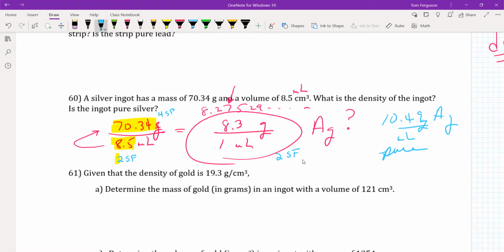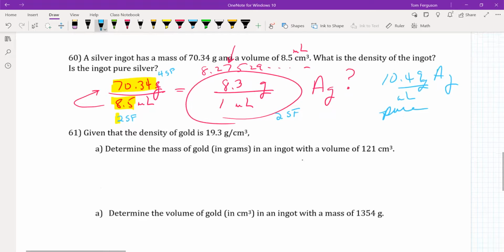And this is very similar if we had gold. Same thing. And the density of gold is 19.3. Notice that gold is a lot heavier than silver because the density is greater than the density of silver. It's almost twice as heavy as silver. So if you had a ring made out of pure gold and a ring made out of pure silver, the ring made out of gold is going to almost be twice the mass of the silver ring.